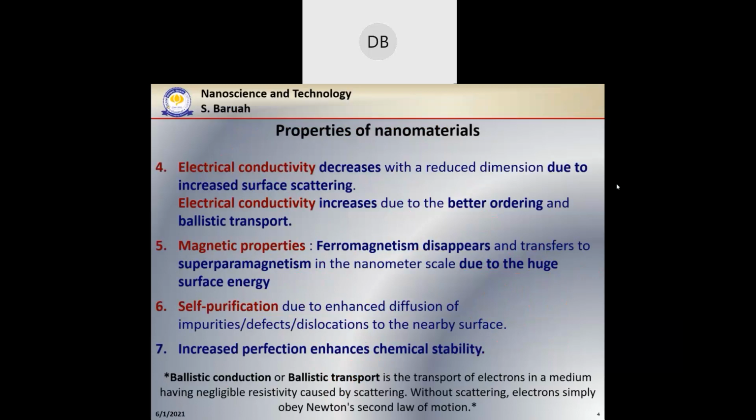All right, so we already talked about optical properties. Moving on to electrical property. So the electrical conductivity decreases with a reduced dimension, due to increased surface scattering. Right? Now, what it is saying is that a reduced dimension means if you're taking the particles smaller and smaller, the electrical conductivity also decreases.